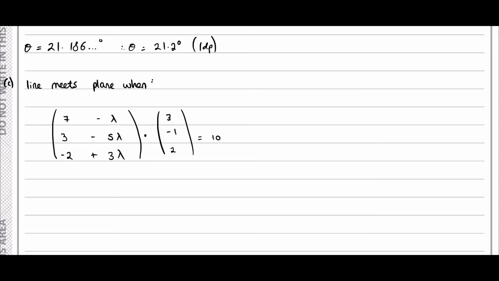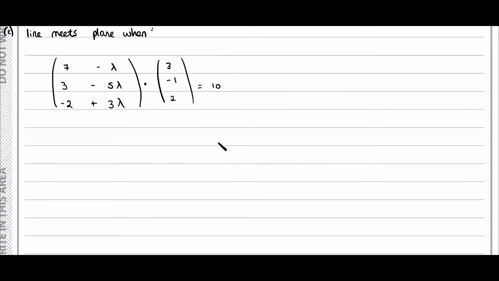So if we work this out, we have 3 lots of 7 minus lambda, plus minus 1 lots of 3 minus 5 lambda, and then we have 2 lots of minus 2 plus 3 lambda, and all this is equal to 10.